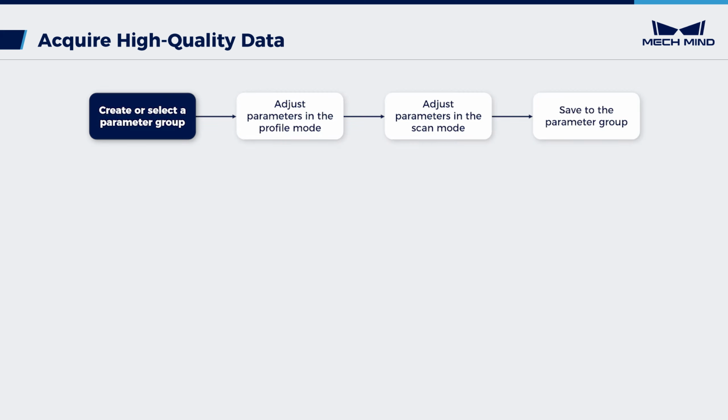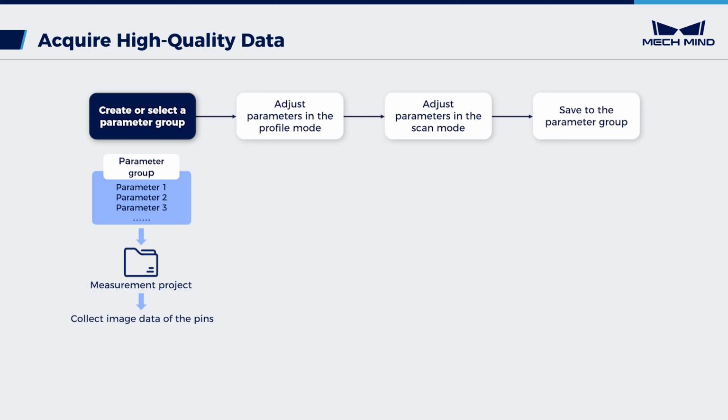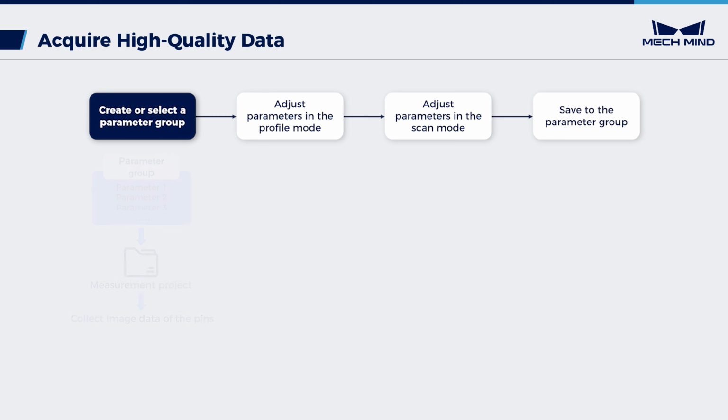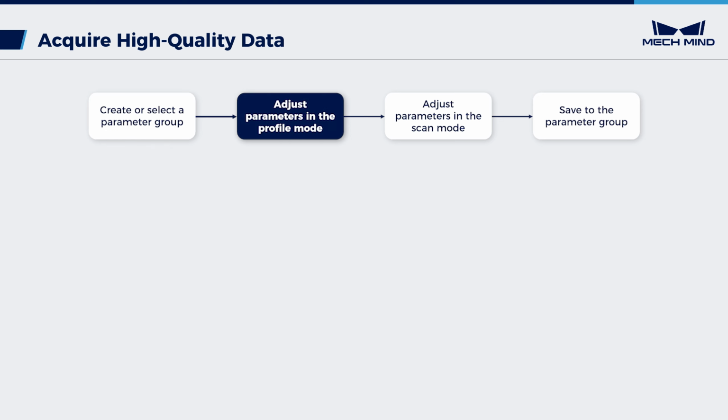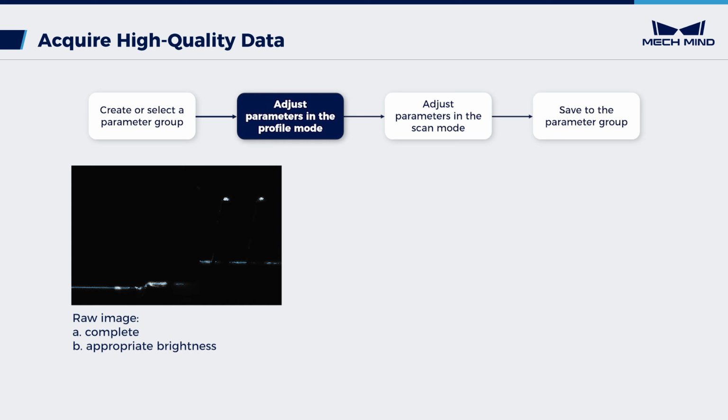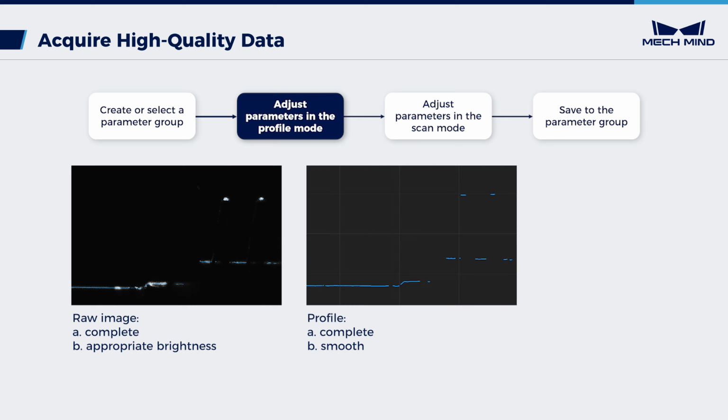First, create or select a parameter group. During the subsequent pin height measurement process, the group will be used by the measurement project to collect image data of the pins. Then, open the profile mode to adjust parameters. Ensure the raw image is complete and features appropriate brightness. The profiles of the pin tips and the PCB board surface should be smooth and complete. This will provide a foundation for subsequent image data in scan mode.